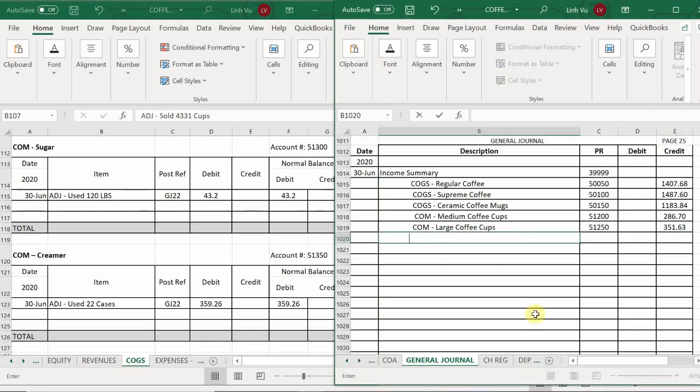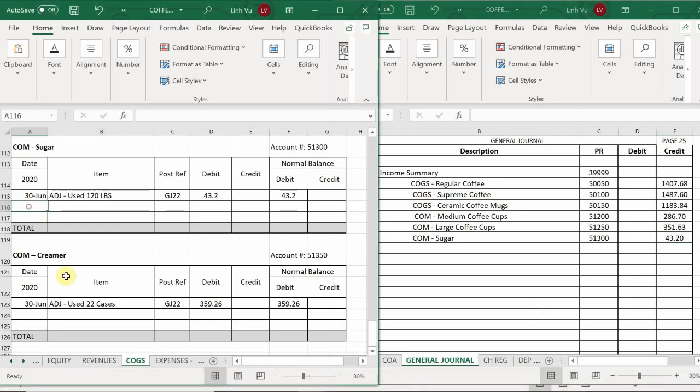Okay. Then we have the cost of materials for the sugar. Okay, for account number 51300. We're going to credit my account for $43.20. Close General Journal 25, credit $43.20. So that should bring your account balance to 0.